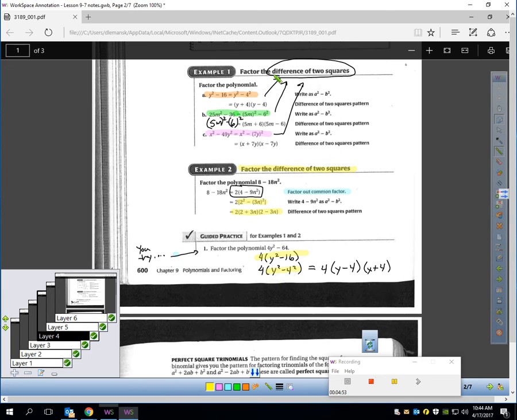Whenever you have a difference of two squares, there's a shortcut. You can just take each of those, y and 4, and do y minus 4, y plus 4, and the 4 that I factored out in front is still there. So this should be a nice, simple shortcut, but here's the thing. You've got to notice it. You've got to notice that you have a subtraction of perfect squares. Okay?